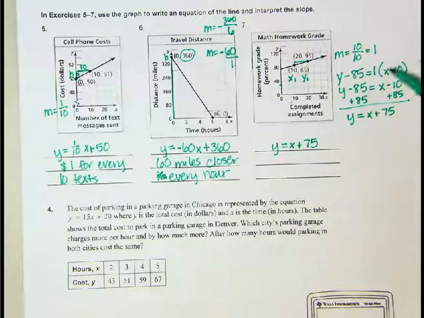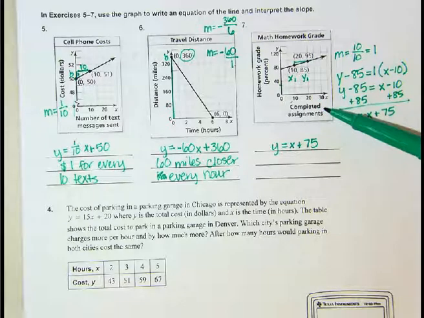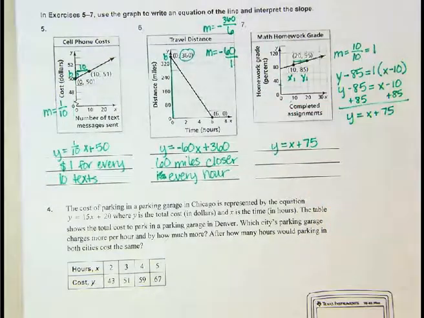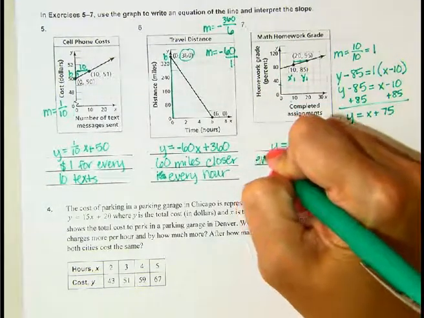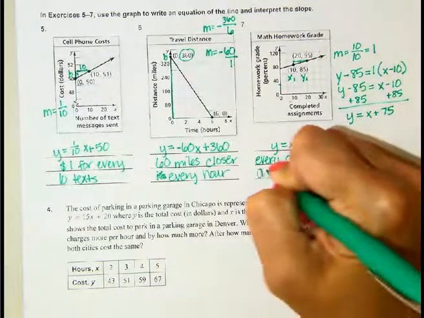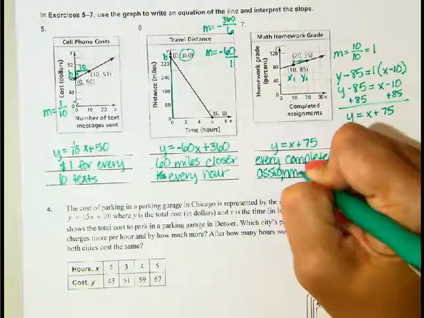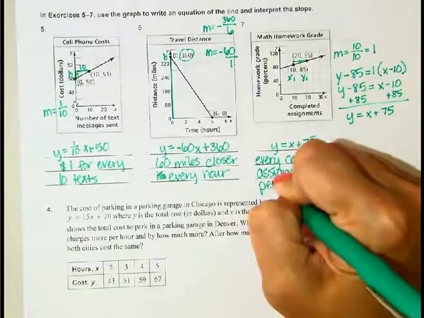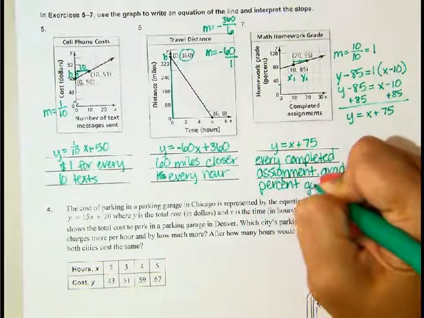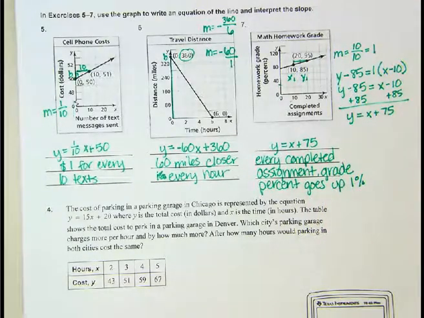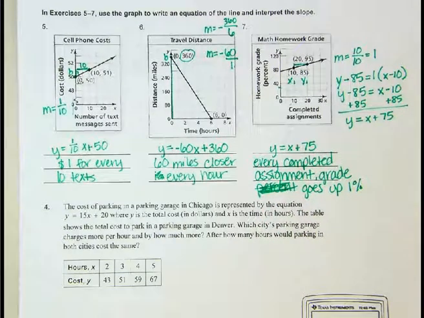And I need to interpret that slope of 1 over 1. So for every 1 completed assignment, the percent goes up 1. That's how that works. So for every completed assignment, the grade percent goes up 1. Okay? Or the grade, sorry, just grade goes up 1%. That didn't make sense. All right.